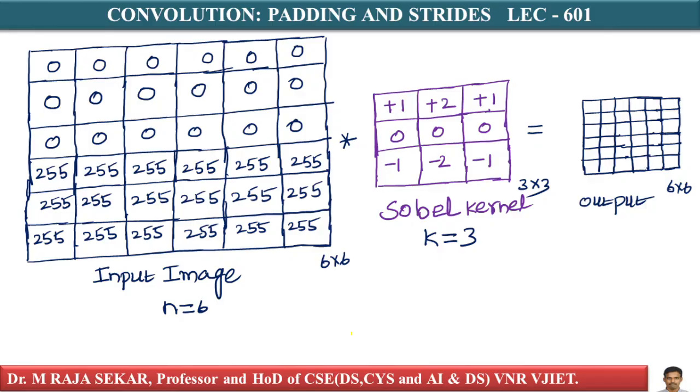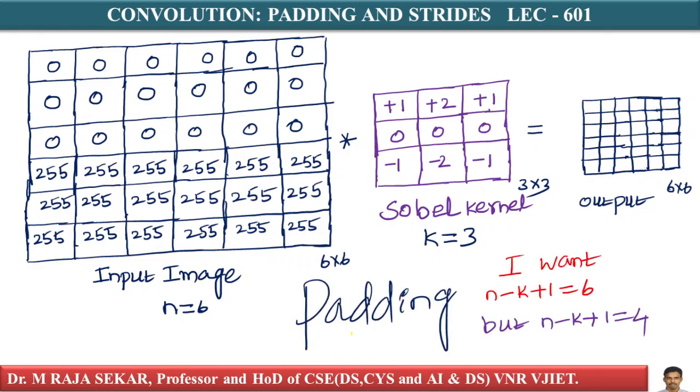What is my n? n is 6, k means 3. n minus k plus 1 means what you will get? You will get 4, isn't it? But I want n minus k plus 1 to be 6, but you are getting 4. What do we do? You do a simple trick called padding, for getting the same output image size.